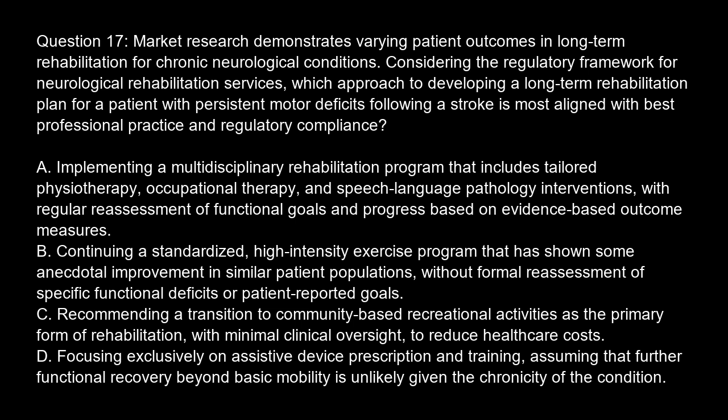Option B. Continuing a standardized, high-intensity exercise program that has shown some anecdotal improvement in similar patient populations, without formal reassessment of specific functional deficits or patient-reported goals. Option C. Recommending a transition to community-based recreational activities as the primary form of rehabilitation, with minimal clinical oversight, to reduce healthcare costs. Option D. Focusing exclusively on assistive device prescription and training, assuming that further functional recovery beyond basic mobility is unlikely given the chronicity of the condition.